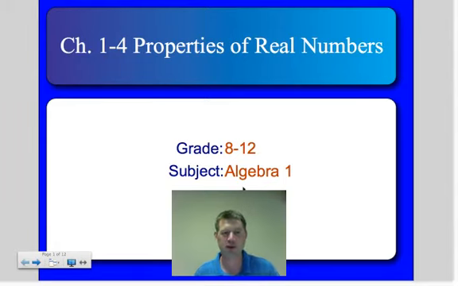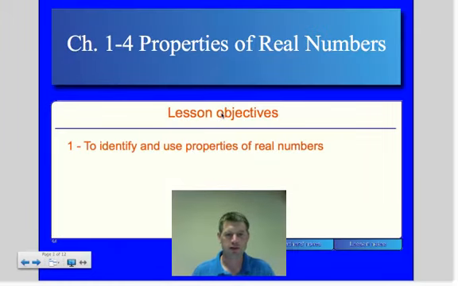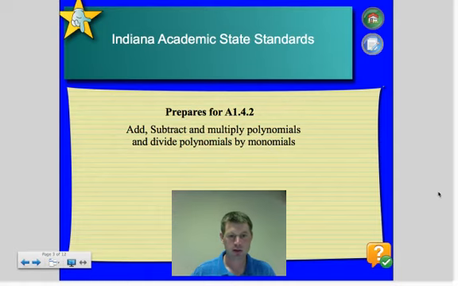Okay, well today we're going to be covering Ch.1-4, Properties of Real Numbers. The objective for today is to identify and use properties of real numbers. So make sure you jot that one down. That one was required for you to copy in your notes. Okay, and we're still working with the prepares for Ch.1-4.2, so we're still kind of going through the setup here.